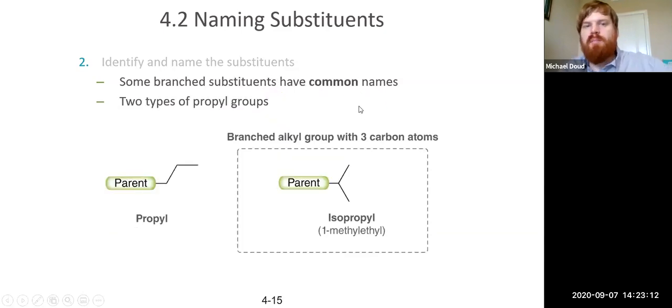Now, there are some branch substituents that do have common names, and you'll actually have heard of a couple of these before already. So for example, you could have a propyl group. That's where you have 1, 2, 3 carbons. But what if this propyl group was actually bonded at the second carbon here? Well, we have a special name for that because it's a really common substituent. It's also called isopropyl. So you probably have heard of isopropyl alcohol. It's exactly what you think. It's an isopropyl group where this parent is then just an OH group. It's an alcohol group. So that's rubbing alcohol.